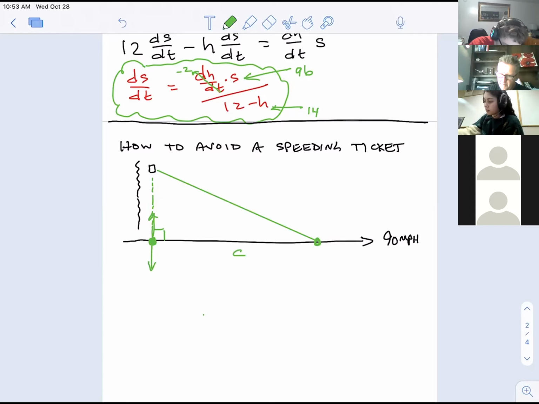What about this length up here? It's also a variable. It's getting longer. Let's call it G for gun. What about this length right here? That one's constant. Like how far is the cop sitting from the road? Does it matter where you are? No, doesn't make any difference at all. So that's actually a constant. So let's call that 50 feet.